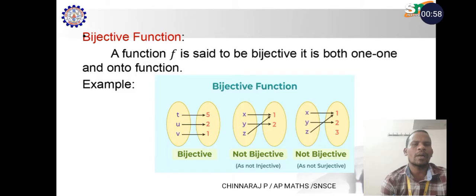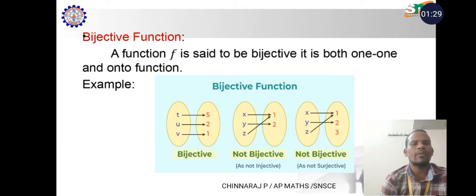First one: the domain contains elements t, u, v, and the codomain is 5, 2, 1. So this is a function, which means every element in the domain has an image in the codomain. Is this one-one or not? One-one means every element in the domain has a unique image in the codomain. The image of t is 5, the image of u is 2, the image of v is 1. Therefore, it is a one-one function.